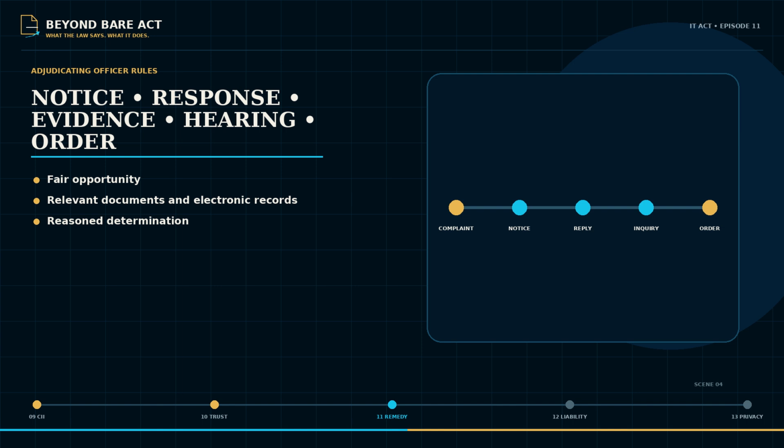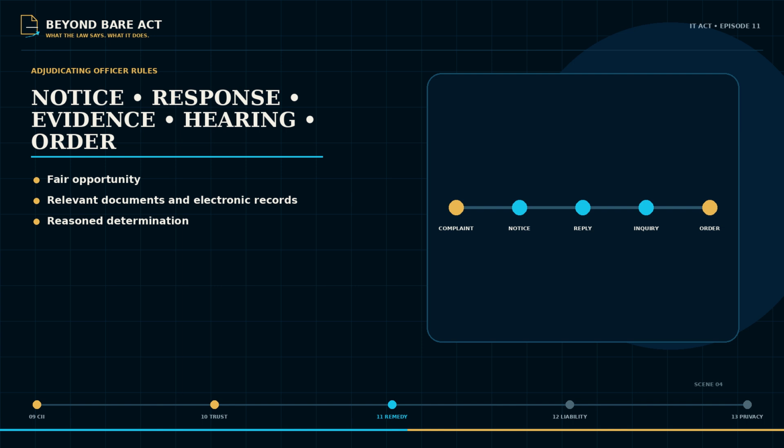Do not reduce natural justice to a ceremonial email. The respondent must understand the material allegation and have a reasonable chance to answer it. The adjudicating officer can use civil court-like powers specified by the Act, including attendance and production of documents or electronic records. The process is not bound to mimic every step of an ordinary suit, but fairness, relevance, and a reasoned link between evidence and conclusion remain essential.